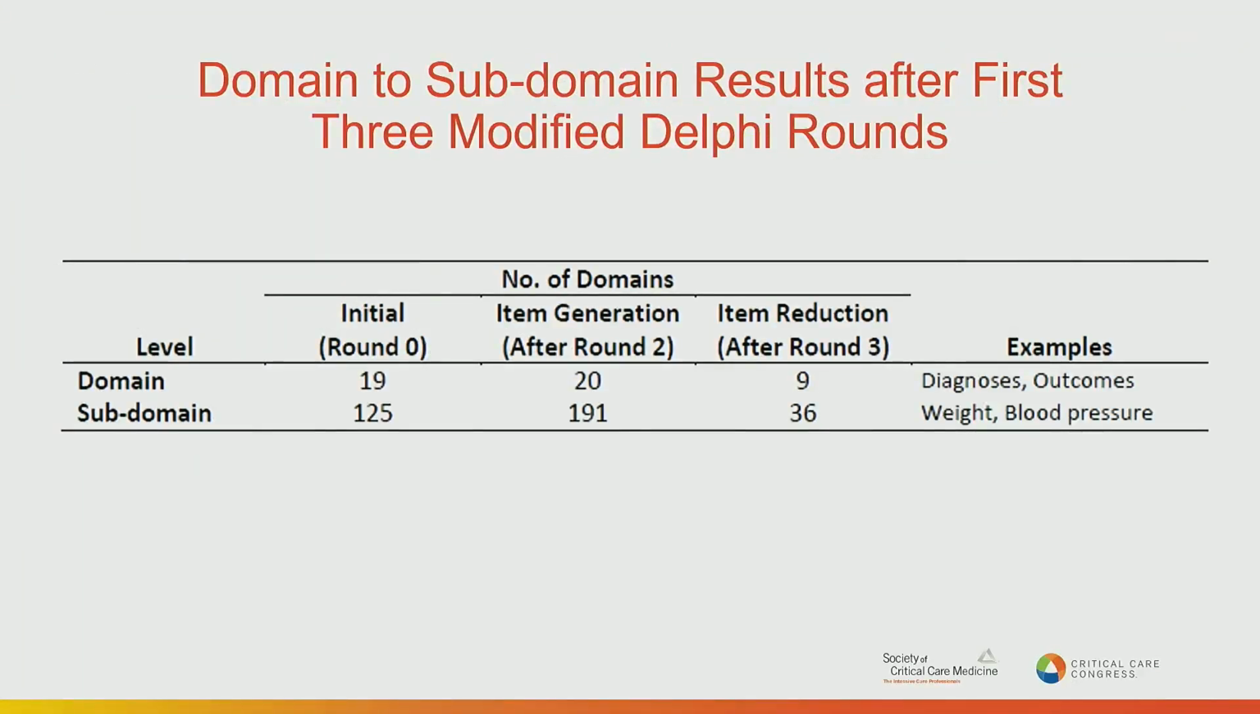All right, so here you can see what I spoke to a little earlier. On our initial round, we had 19 domains with 125 subdomains. At our next round, we actually increased a domain and we added more subdomains. And then in our very final round, we whittled it down to 9 domains and 36 subdomains.